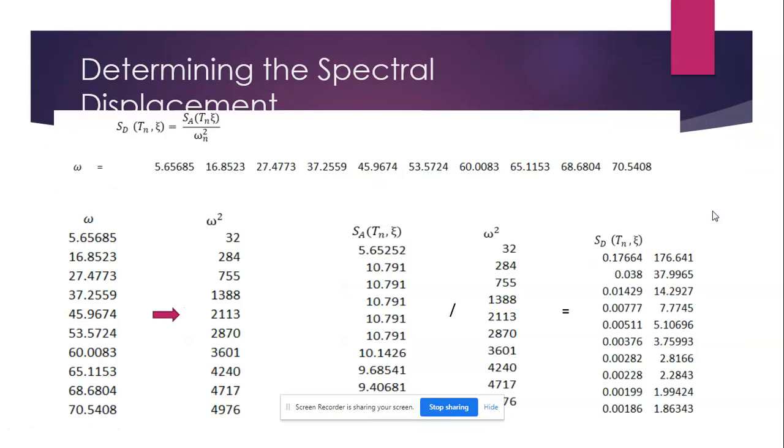So this is determining the spectral displacement. First, square each value here, and divide the spectral acceleration values by the squared modal frequency values. So after we squared earlier, it will give you these results for spectral displacement, and convert the unit into millimeter. Just multiply it by 1000.